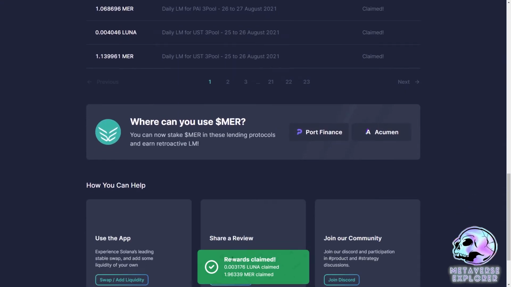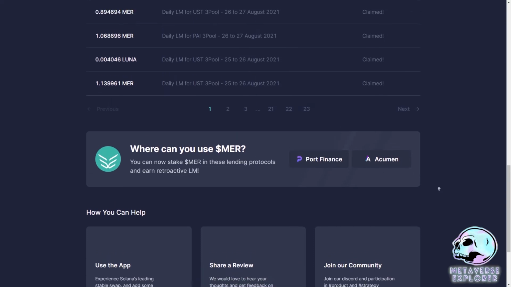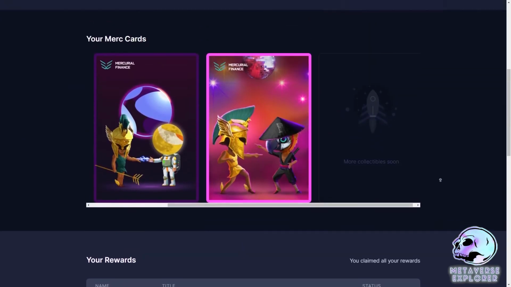Now, we just claimed 1.96 Mercurial. Where can you actually use this? You can use it at Port Finance, where you can lend it or borrow against it. You can use Acumen as well, where you can lend it or borrow against it. And there's a few other yield strategies you can do. All right, that's it for Mercurial.